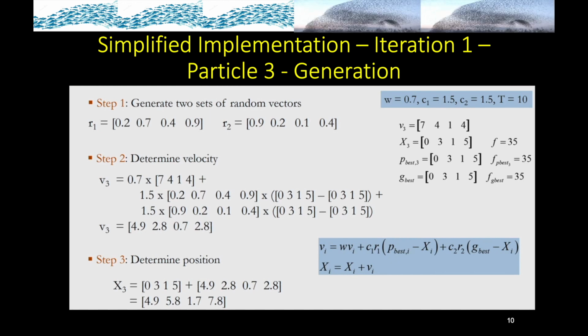We have the personal best already, and we have the global best as well, which is the same thing for particle 3. We then determine the new velocity by just filling in the values, and we finally determine the position by adding both the vectors. Basically by adding the previous vector, which was 0, 3, 1, 5, with the new velocity vector 4.9, 2.8, 0.7 and 2.8, and this gives us the new position as 4.9, 5.8, 1.7, 7.8. So we're done with the generation part. We'll check for bounds and then we'll move on to the update part.